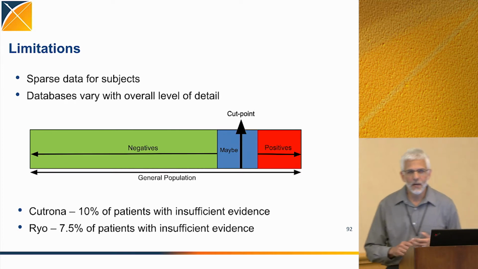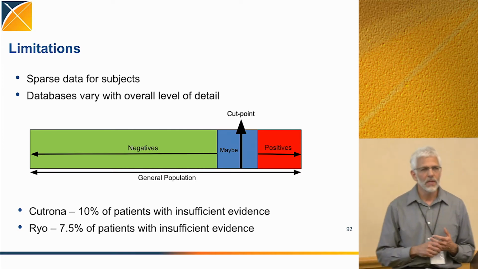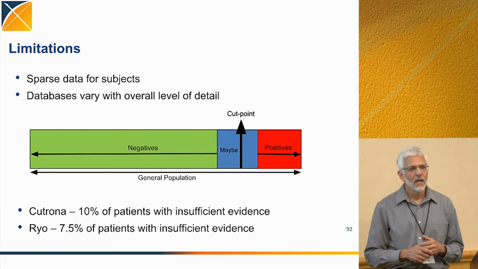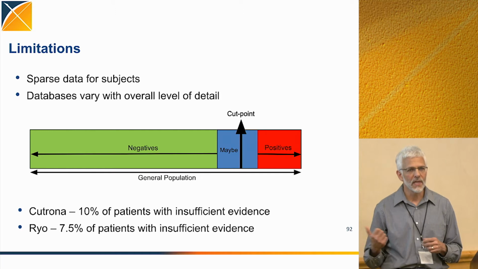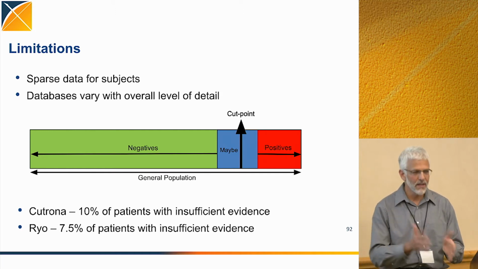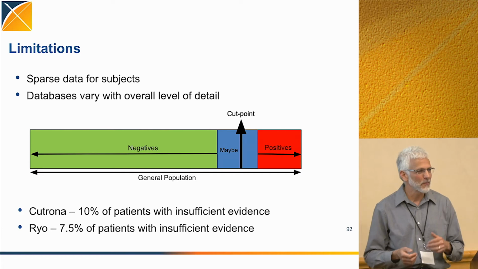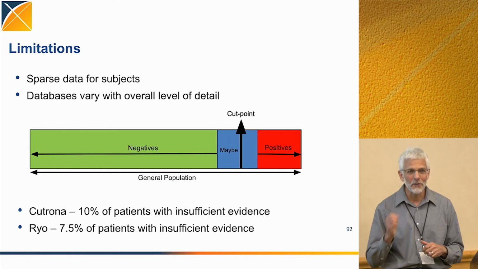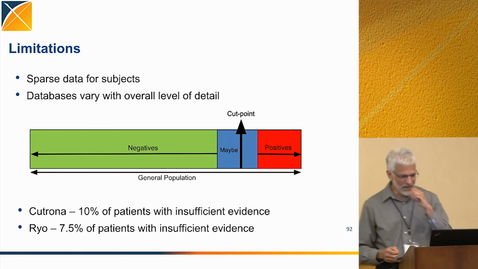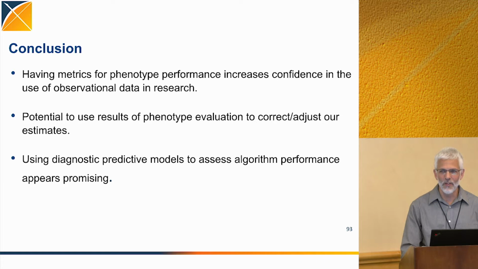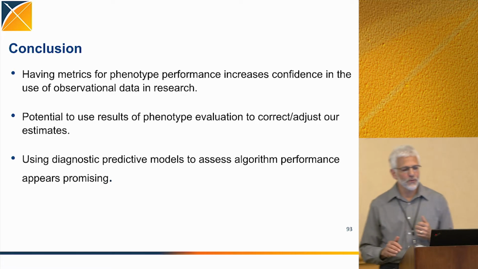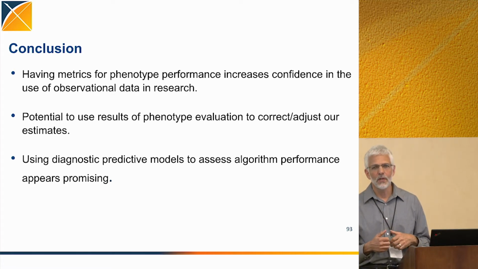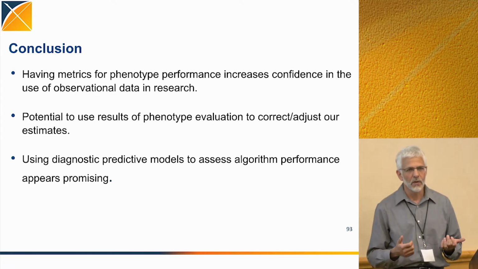The other thing to consider is some of the tests that I showed you previously. Catriona had said that when they went to review the case records for 10% of their positives, with all the data possible in the hospital folder, the clinicians couldn't agree on whether those people actually had a myocardial infarction. So that's one thing you need to think about. So in conclusion, having metrics for your phenotype performance, you can use those to increase your confidence in what you're doing.